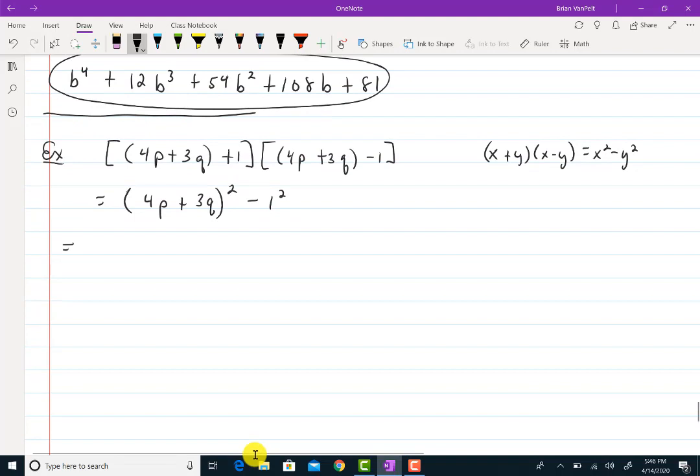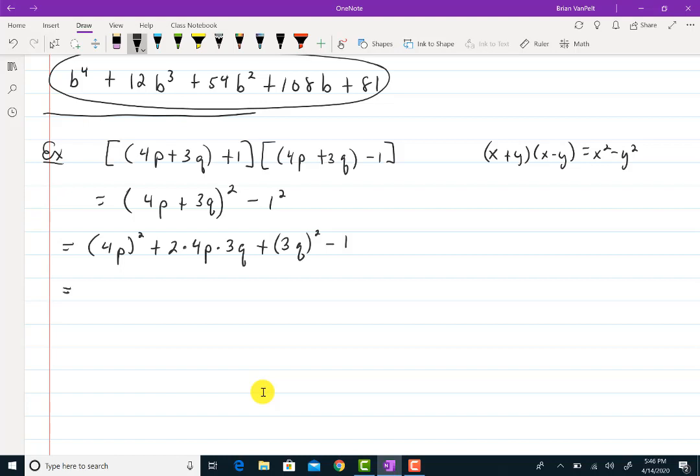Now to handle this part of it, 4p plus 3q squared, I'm going to use that formula. I'll get 4p squared plus 2 times 4p times 3q plus 3q squared minus 1. Looks like 16p squared. The middle part, let me see, would be 24pq. Then I have plus 9q squared minus 1.